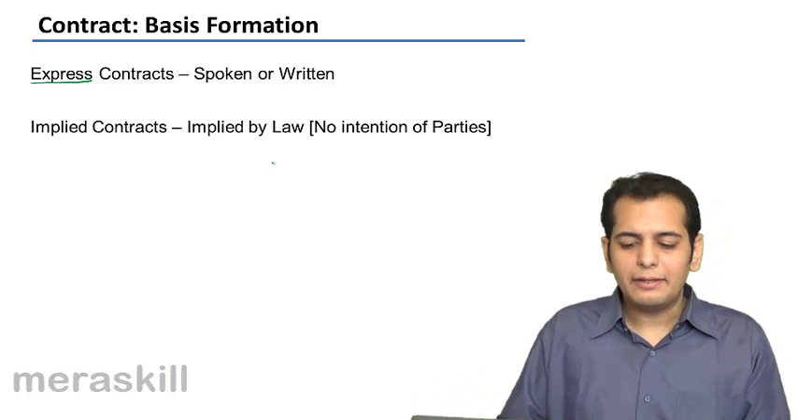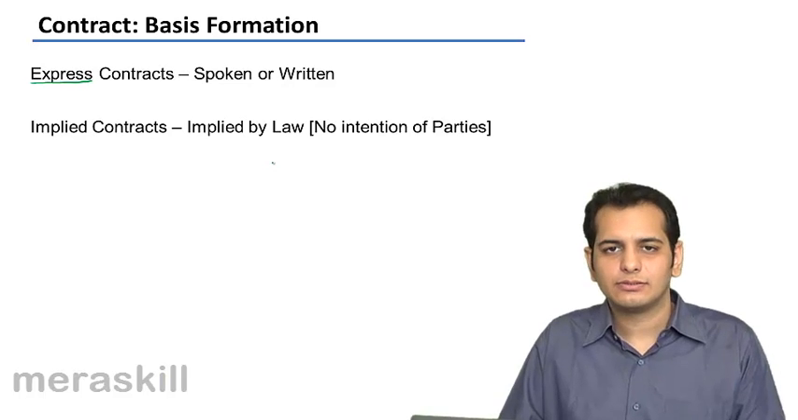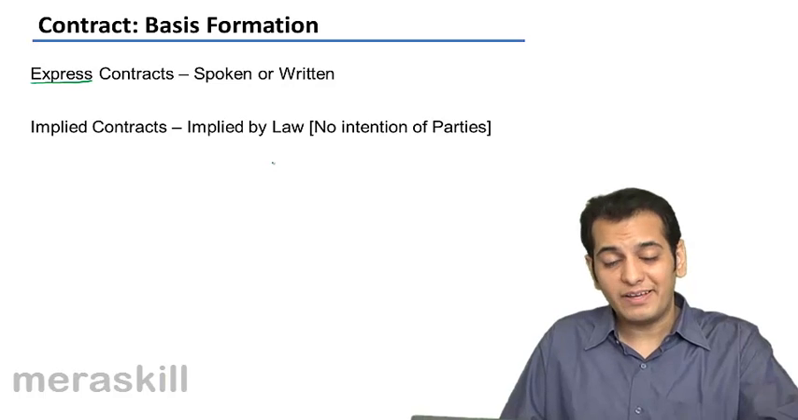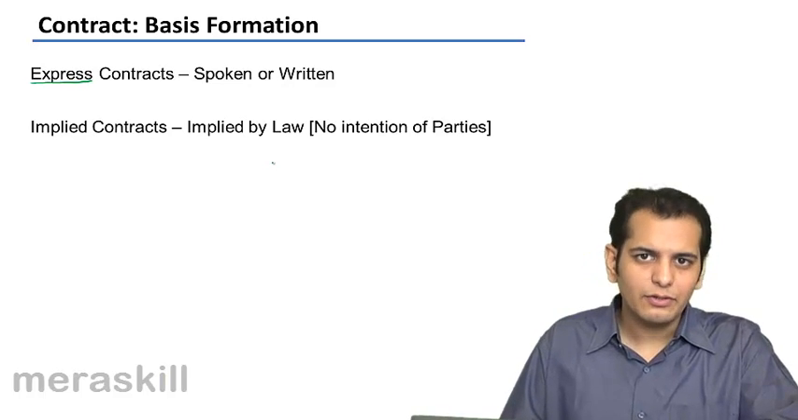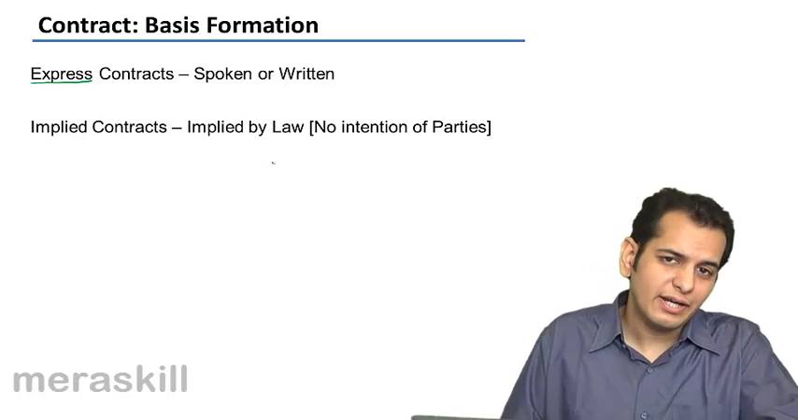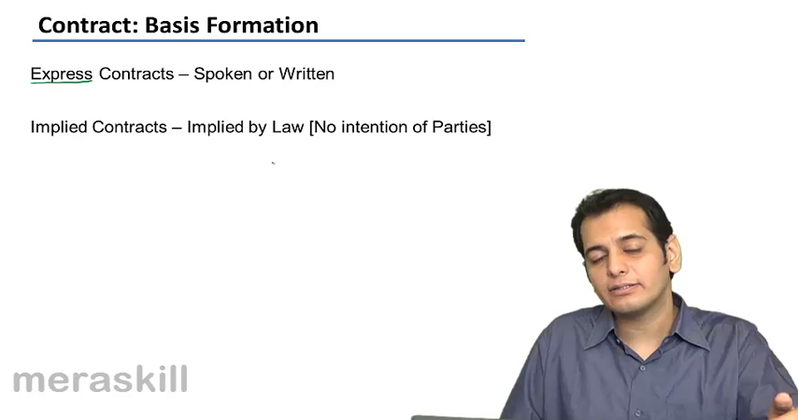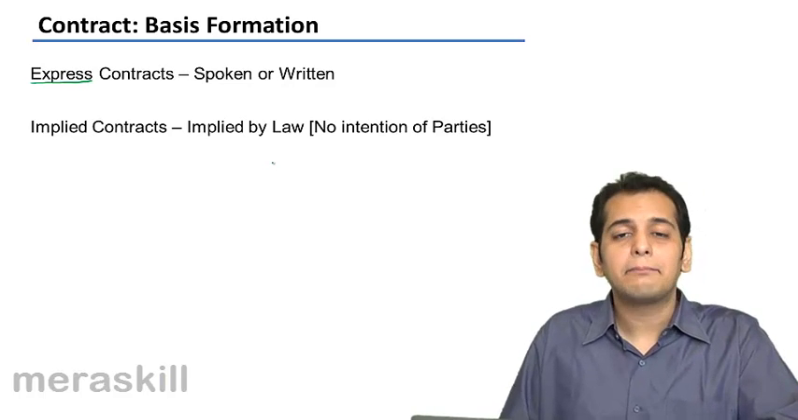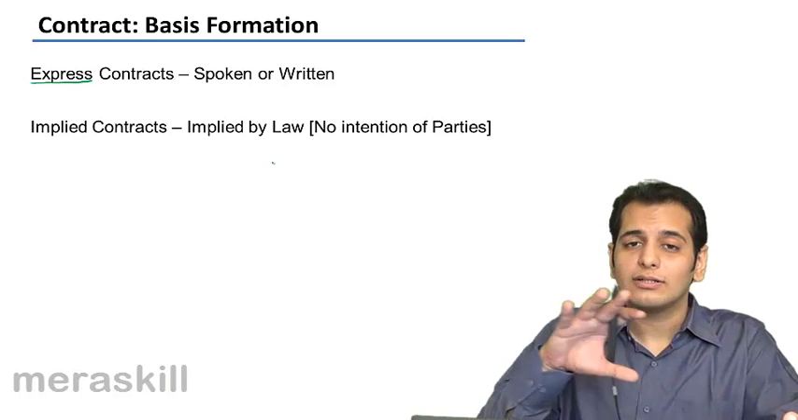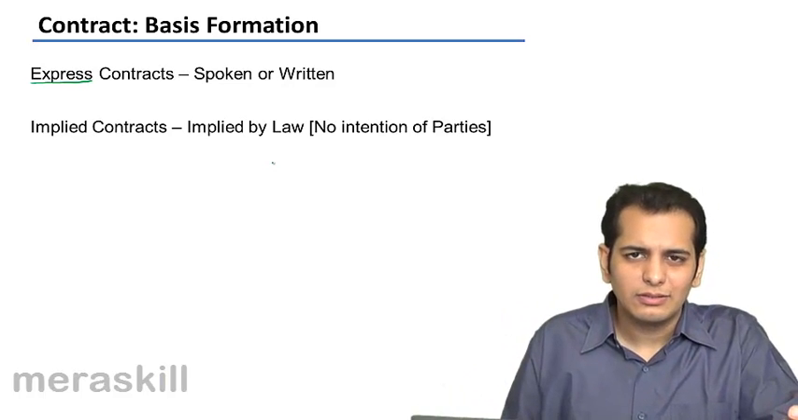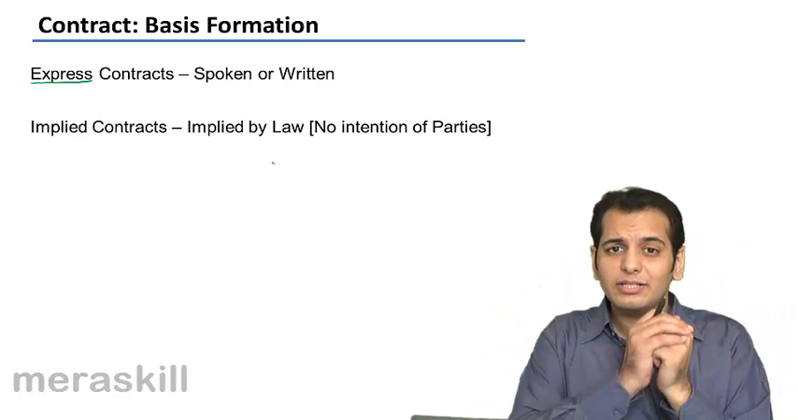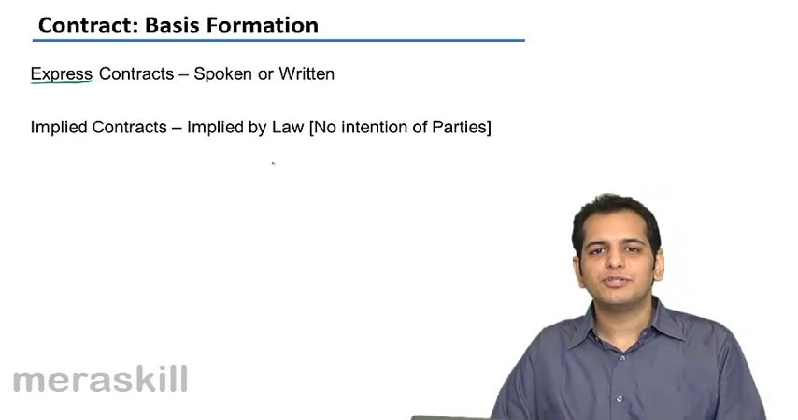The next is implied contracts. These contracts are implied by law, whether the parties intended or not. Parties may not have intended, yet the law will imply these contracts. Or it is possible that parties might have intended to contract but not communicated in words. You would have seen many contracts which actually are contracts but not communicated.